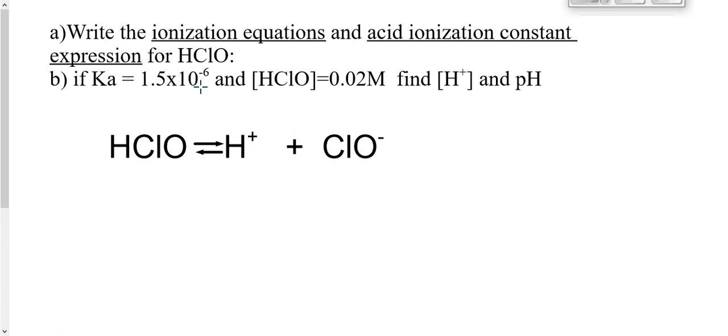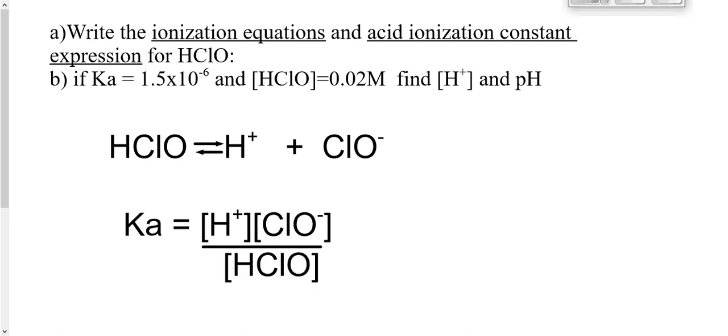Now they want us to write the acid ionization constant expression. That's a big, long word, but the moment we see constant, we think K. So my Ka expression in this case will be Ka equals H times ClO minus over the concentration of HClO. This is my ionization equation. It's an equation showing how the acid ionizes. This is my Ka expression. Again, we have a balanced equation and an equilibrium expression. What we're missing is the work in the middle.